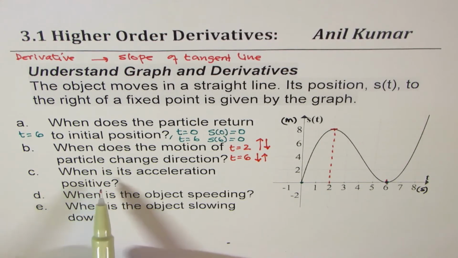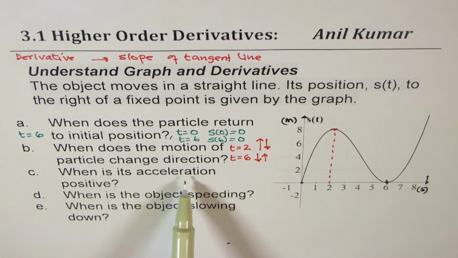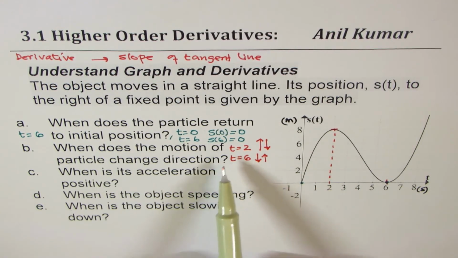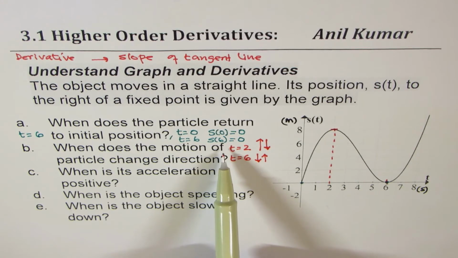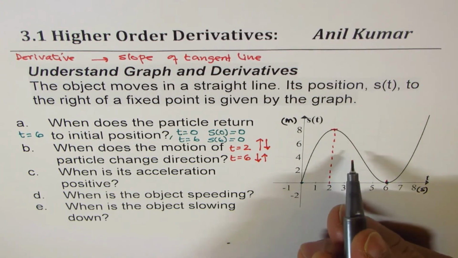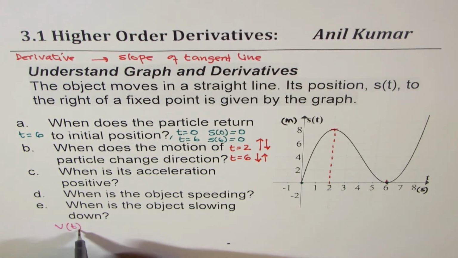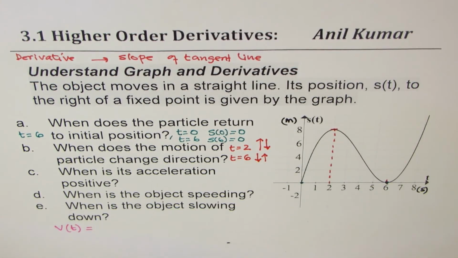Part C is, when is its acceleration positive? Now that is a difficult question to answer. Before answering a question about acceleration, we need to sketch the graph for velocity, correct? We have answered two questions which were related to velocity. Now what we are going to do here is sketch the graph of velocity from the given function. So we'll try to sketch the graph of velocity from the graph of displacement.